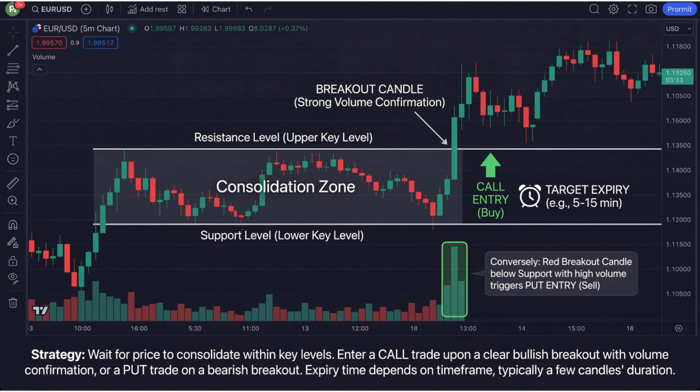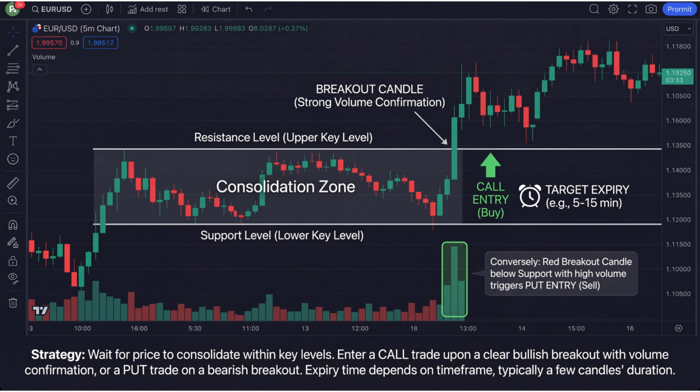Breakout strategy on the EUR/USD 5-minute timeframe, focusing on consolidation and volume confirmation. First, price moves sideways between a clearly defined support level and resistance level, forming a consolidation zone where buyers and sellers are in balance. During this phase, no trades are taken. The key is to wait patiently for price to break out of this range with strong momentum.